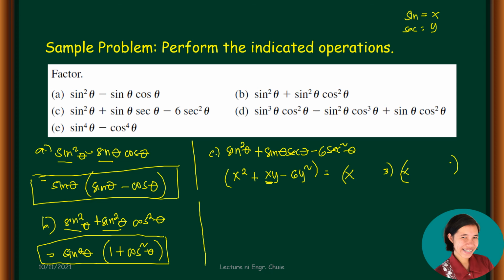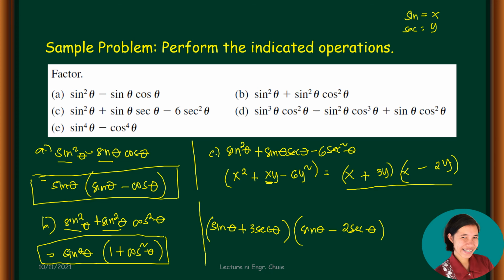Let's erase some space and make room. So we can have 3y, and the other is 2y. Since the xy term is positive, we put plus here and minus here. Right? If we factor out this equation, our answer would be the same as this one. So this will become sine theta plus 3 secant of theta, and the other factor is sine theta minus 2 secant of theta. If you want to check, just multiply these out and see if the answer is the same.